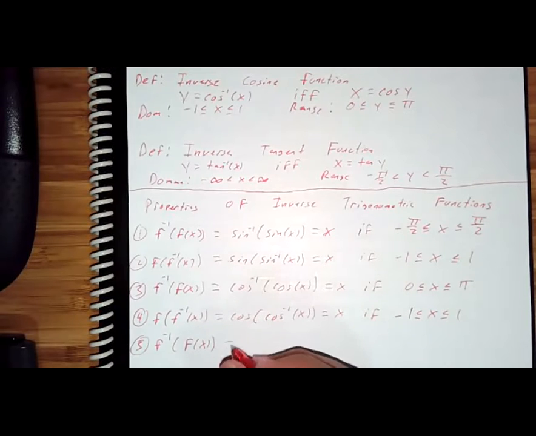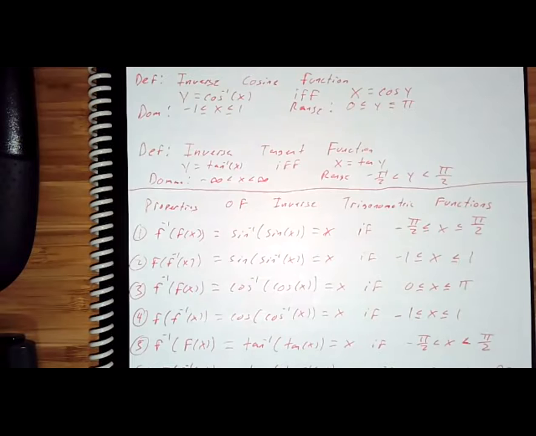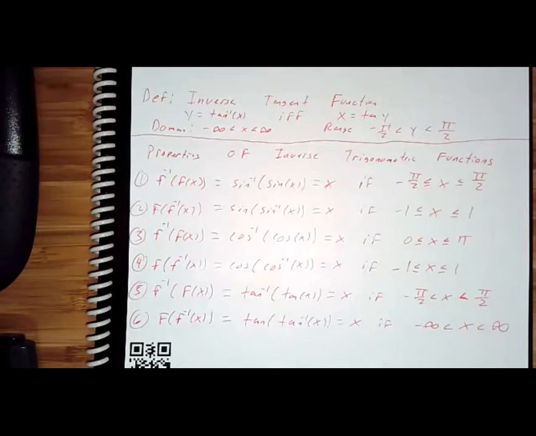Tangent inverse. Tangent is equal to x if x is between negative pi over 2 and pi over 2, not including the endpoints. If it is the other way around, any x is fine for tangent. Okay, finally. There we go.